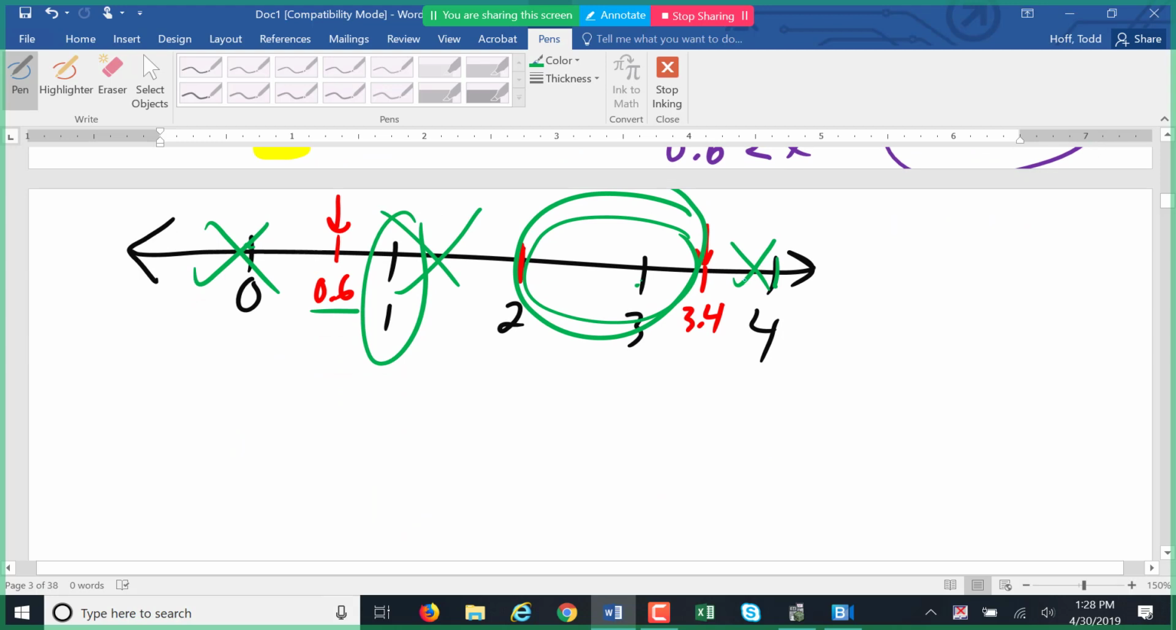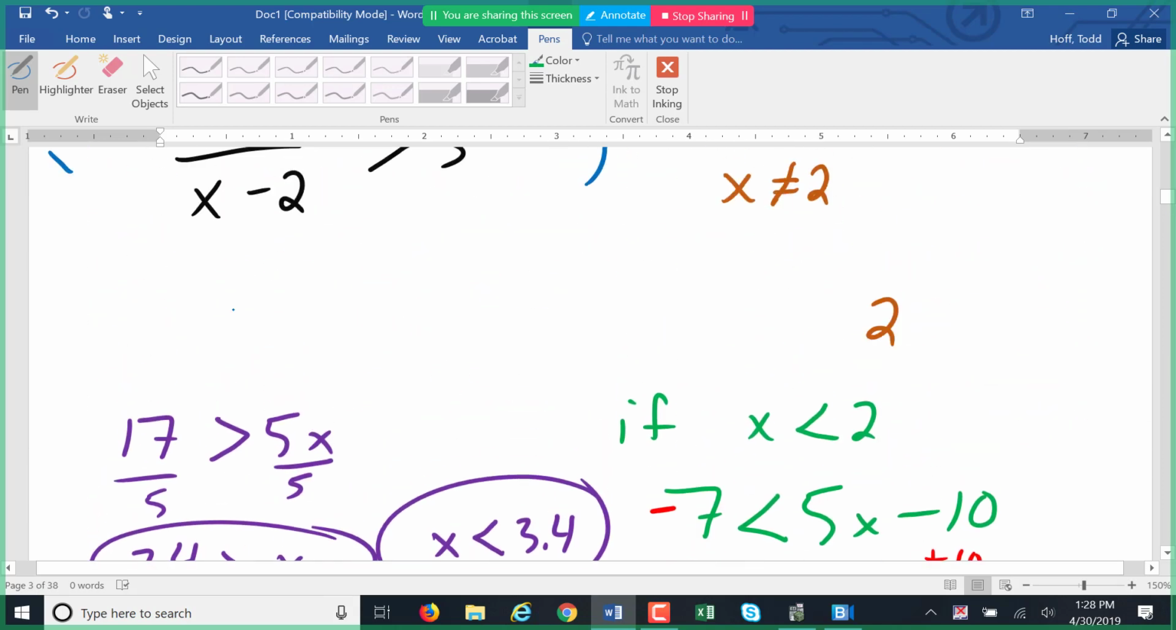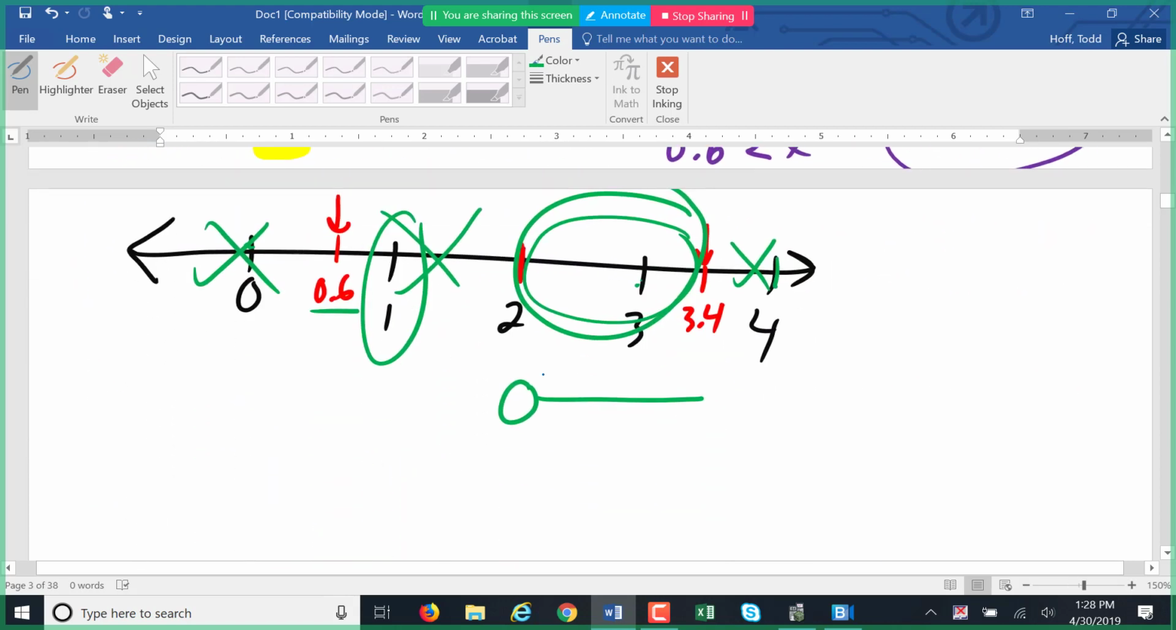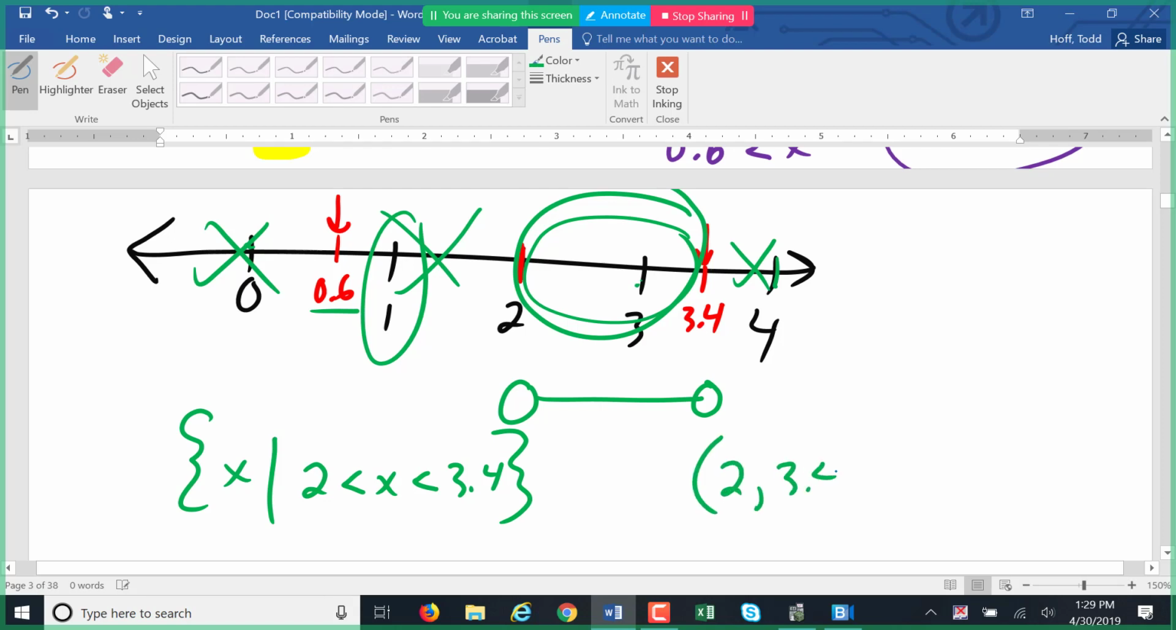So of our 3 critical values we had, it created 4 regions, and only one of those 4 regions is true. It is the region that goes from the 2 up to 3.4. Now this was strictly greater than, so that would be an open dot at 3.4. So our set notation would be all values of x such that 2 is less than x, which is less than 3.4, or 17 over 5, if you want to put it that way. Interval notation would be from 2 to 3.4.